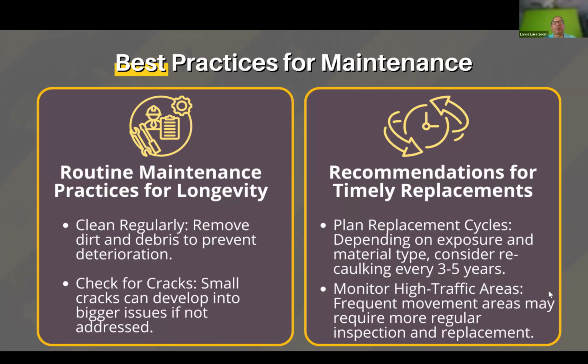Recommendations for timely replacements. There's cycles for every building material. Maybe recaulk every 3 to 5 years. Monitor high traffic areas. Like people use their kitchen a lot, right? So the countertop caulking may need to be checked more frequently because it gets more use. Those kinds of high traffic areas.